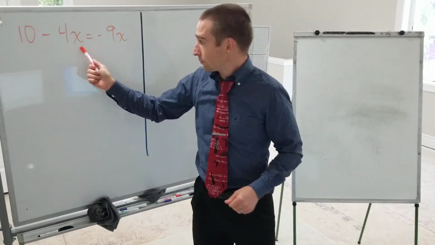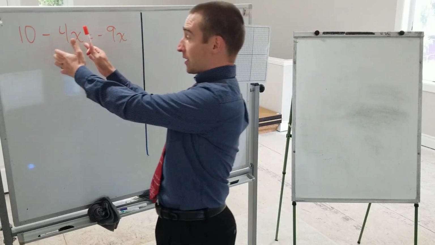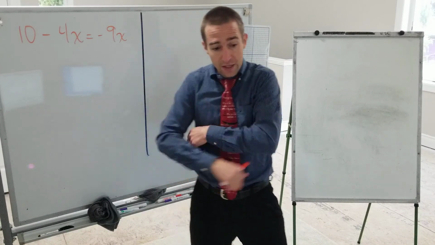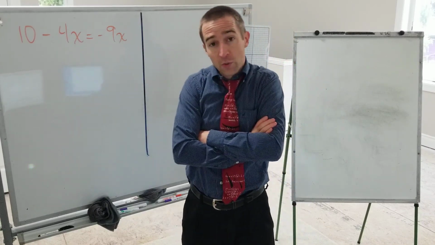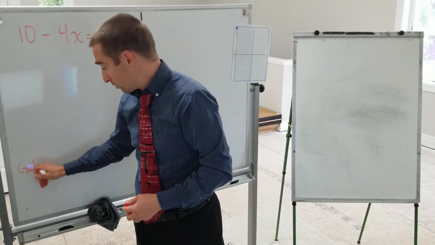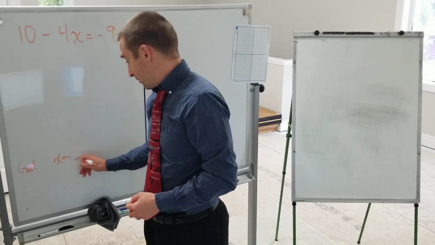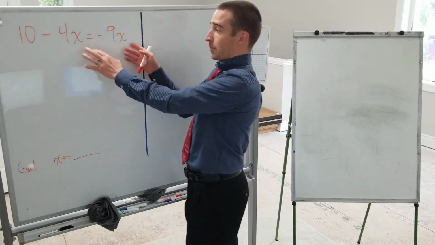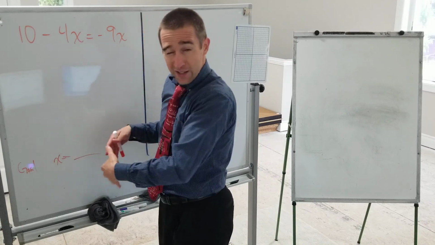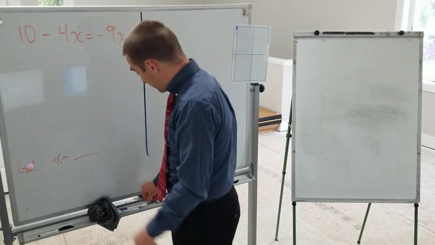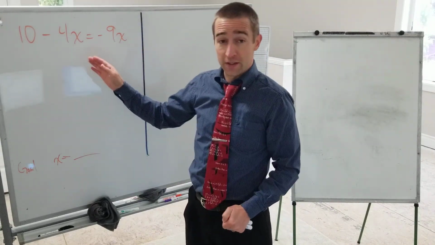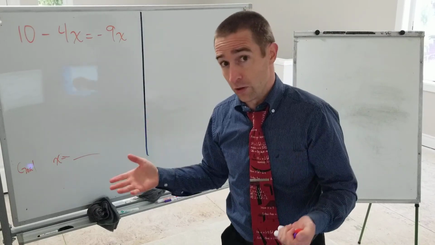Notice there's a minus 4x on the left side of the equal sign. There's a minus or negative 9x on the right side of the equal sign. In general, what we want to do is have the variable on one side. The goal is x equals something, right? And if we have x's on both sides of the equal sign, well, we don't want x equals something with another x. We want x equals a number. So what we're going to do here is get x to one side of the equal sign by doing the opposite of one of the x terms.